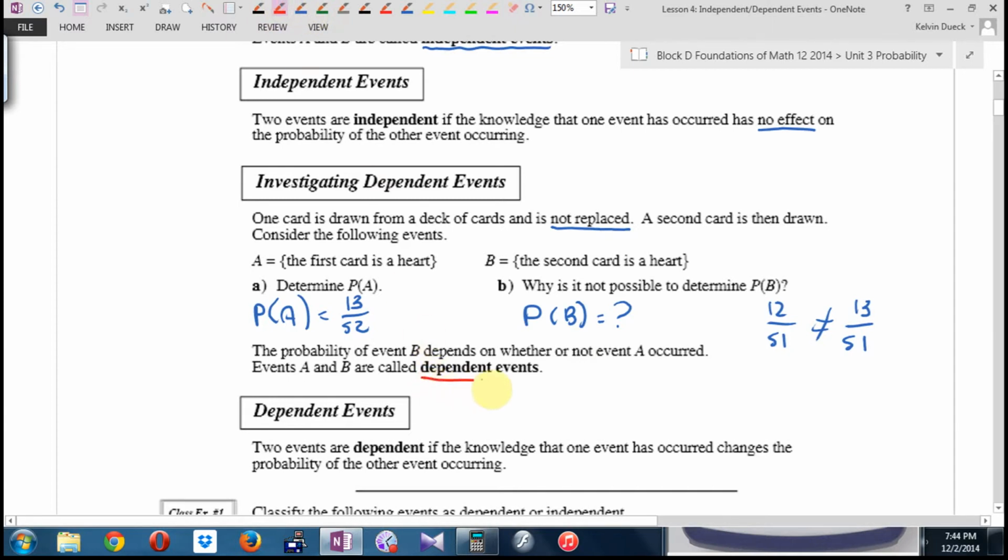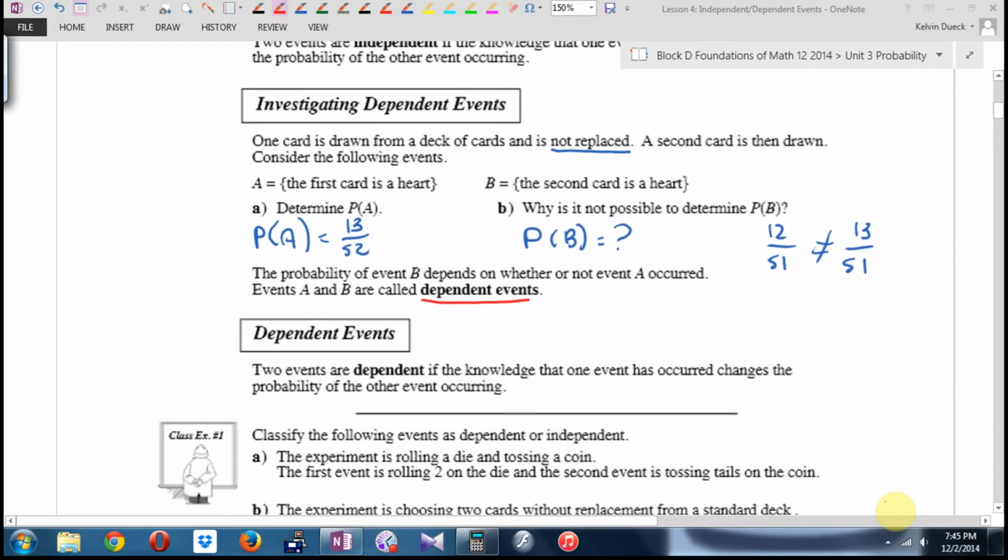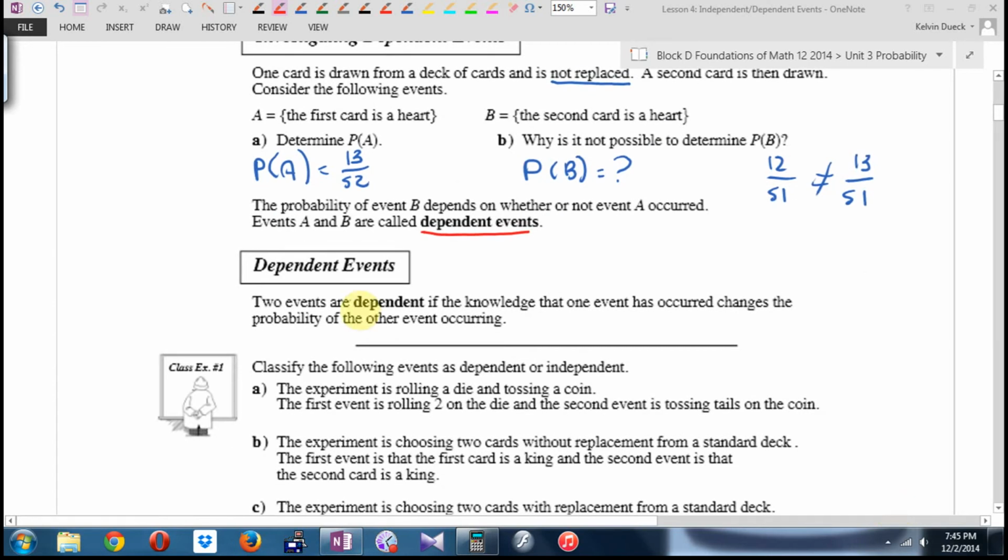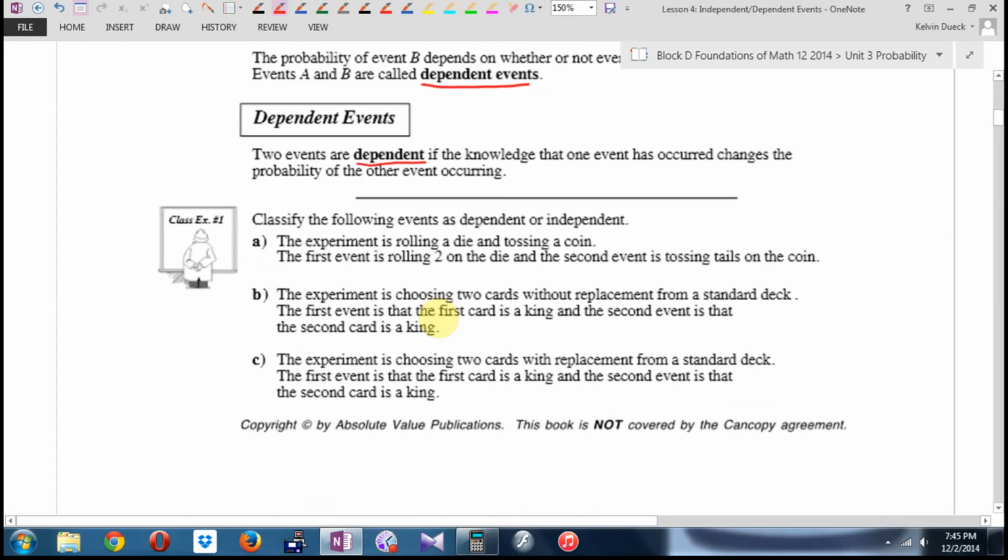A and B are called dependent if the probability that B occurs changes depending on whether or not A occurs. Two events are dependent if the knowledge that one event has occurred changes the probability of the other event occurring. Let's look at some examples. Classify the following as dependent, how about capital D, or independent, how about capital I?